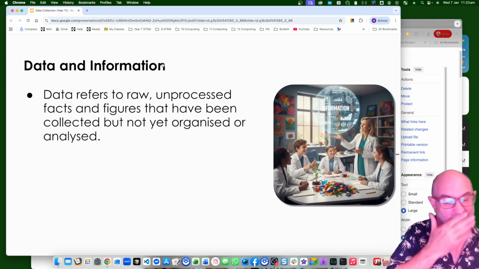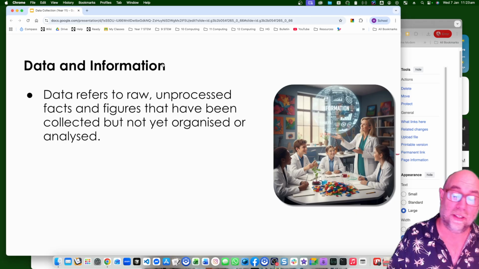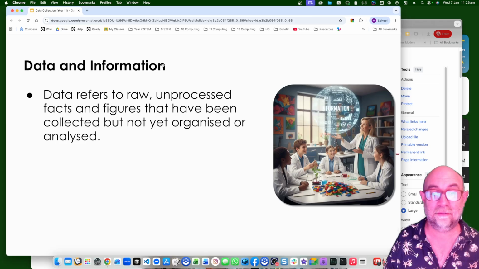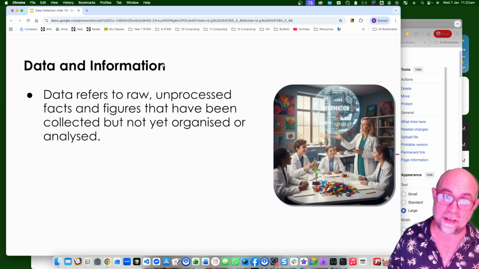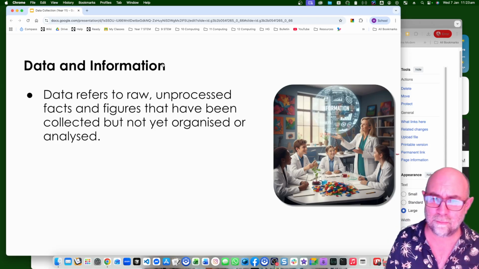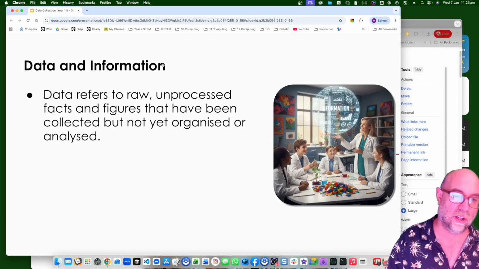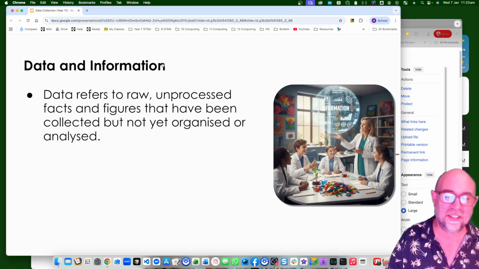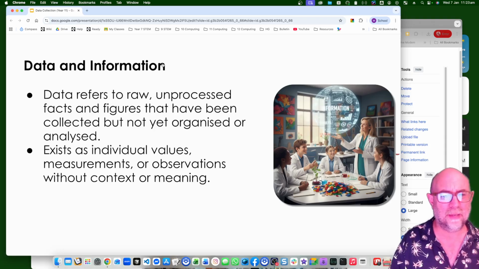I have to say that I don't think this is very well distinguished in everyday language, even in computing, but the serious people will tell you that data and information are different. So data refers to the raw, unprocessed facts and figures that have been collected, but not yet organised or analysed. So if I'm writing down the temperature in my laundry, which is just the next room, as the day goes on, yes, I'm collecting it chronologically, but it's still regarded as data at this point. It hasn't been analysed. It's got some structure, but no level of organisation beyond that.